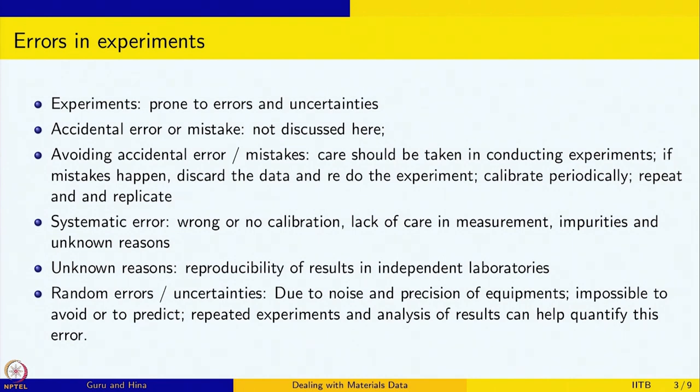And the third type of error, which is called random error or uncertainty, is due to noise and due to precision of equipments. So, this error cannot be avoided and it is also not possible to predict it. Repeated experiments and analysis will give some idea about these uncertainties. So, like we did, for example, you take the same sample and everything is same, you do 20 measurements, you do not get the same number every time. This is because of random noise, or there is some problem with the precision of the equipment. The equipment can only measure up to some precision, so you are getting numbers which are differing beyond that precision.